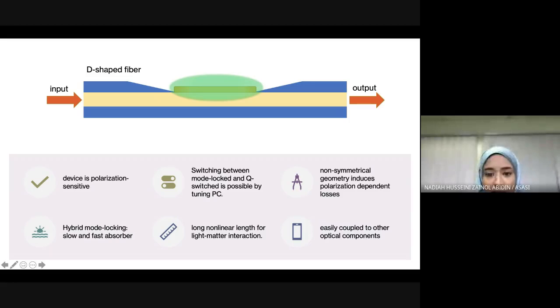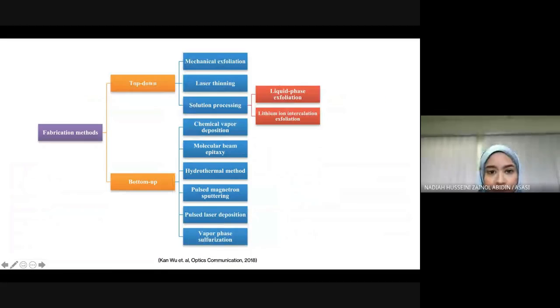Long non-linear length, and also easily coupled because it is also made out of optical fiber. All right. Okay, so we talked about our microfiber. Now it's time to talk about how to process our nanomaterial, right?